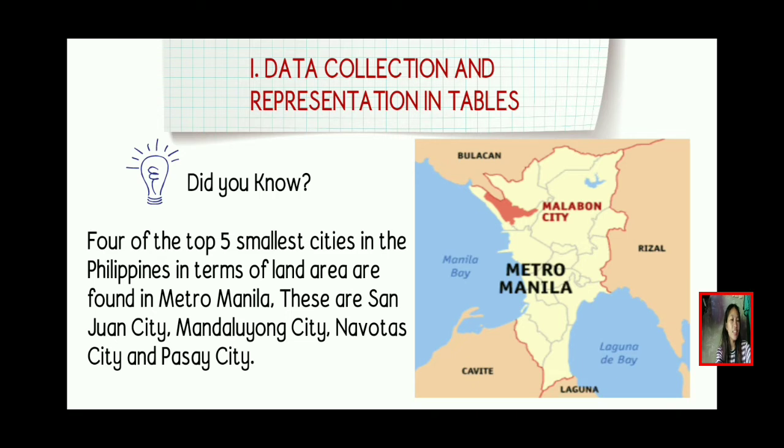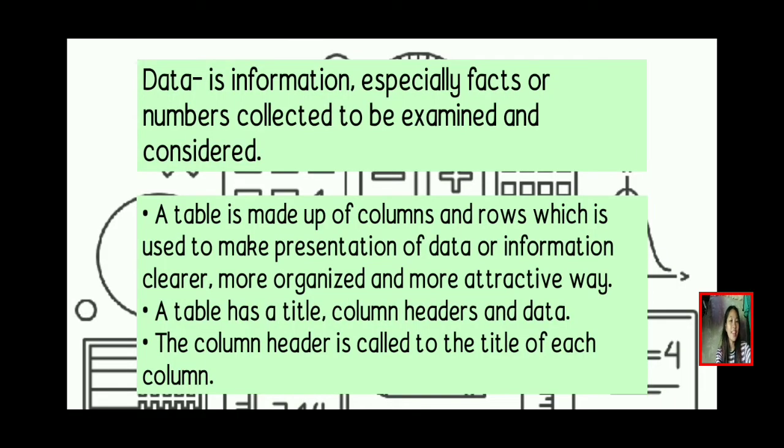So what is data? Data is information, especially facts or numbers, collected to be examined and considered. So the data above can be presented in a table. So what is a table? A table is made up of columns and rows which is used to make the presentation of data or information clearer, more organized, and more attractive. A table also has a title, column headers, and data. The column headers are the titles of each column.